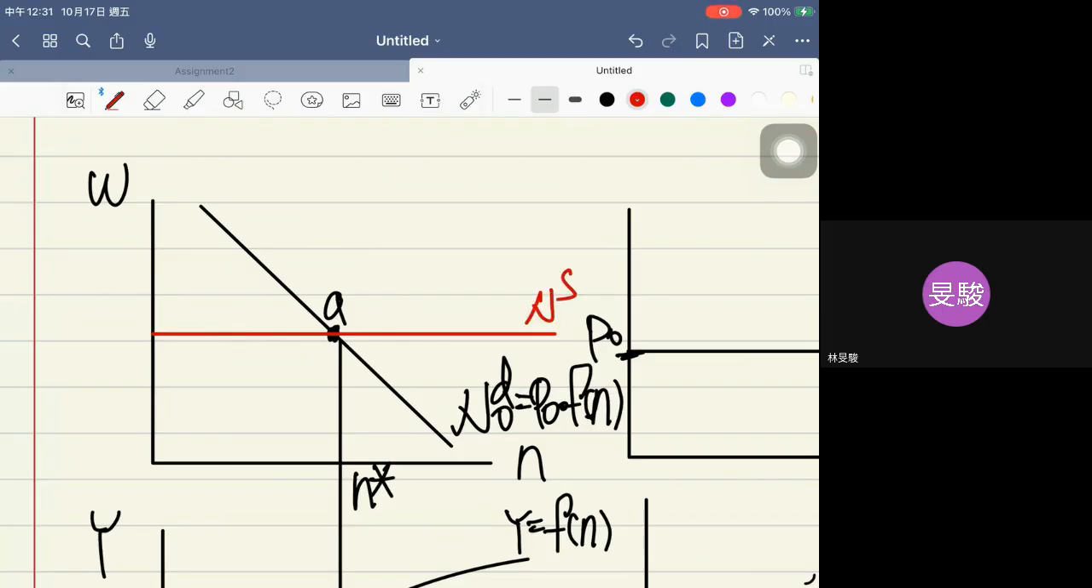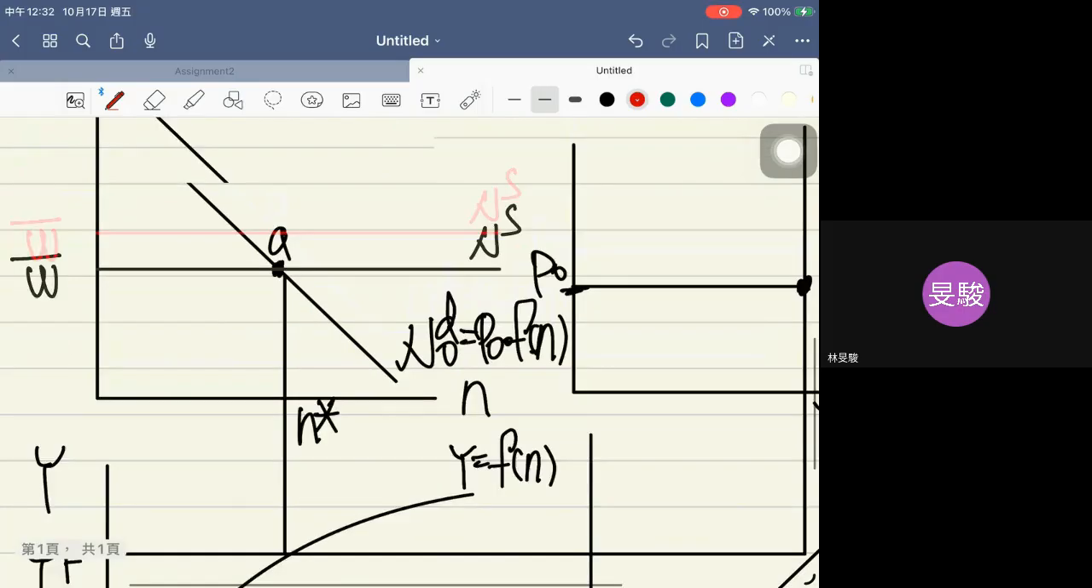Because it's a short run, you have the sticky wage, denoted W bar because it's inflexible. And according to the Keynesian assumption, the nominal wage is sticky for several reasons.